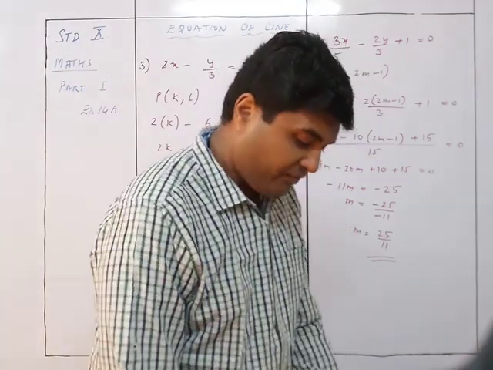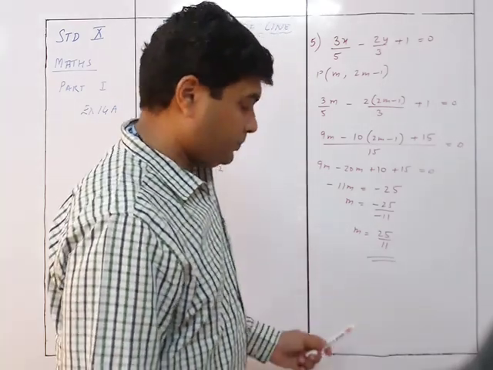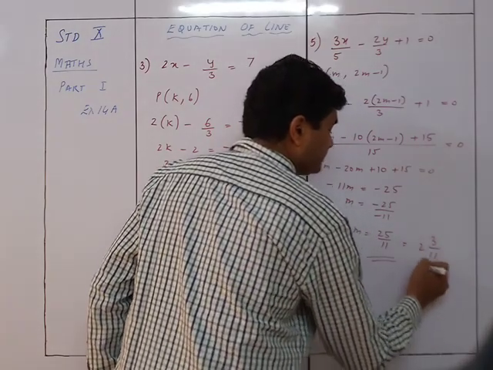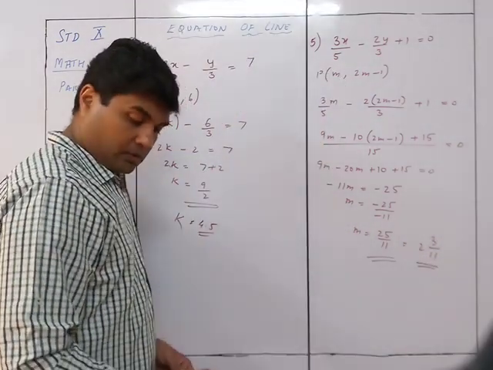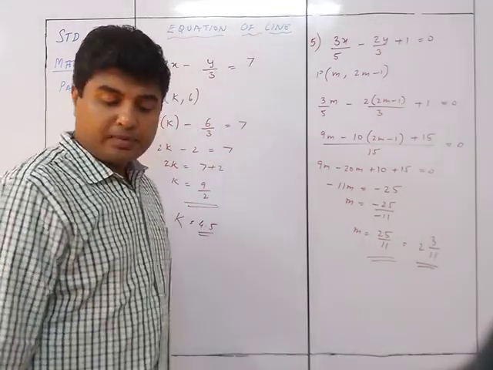So for sum number 5, the value of m is 2 and 3 upon 11. That was sum number 5. We move on to sum number 7.